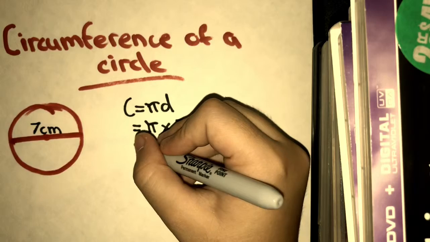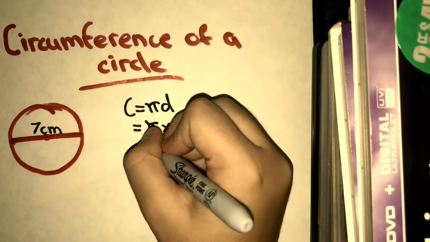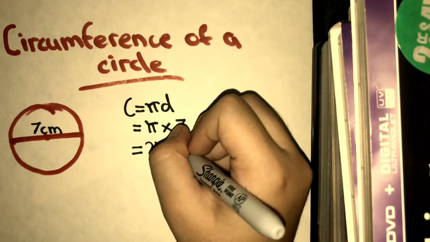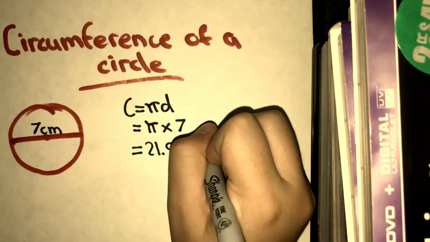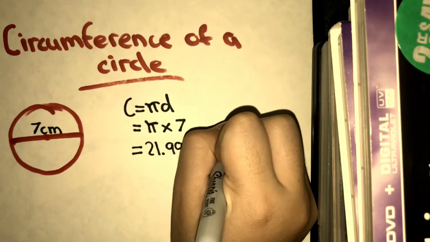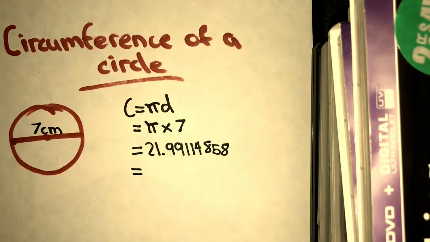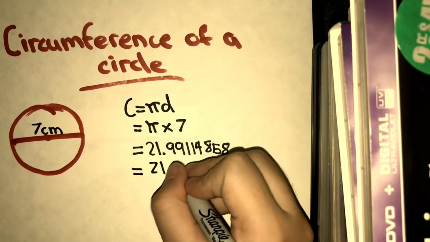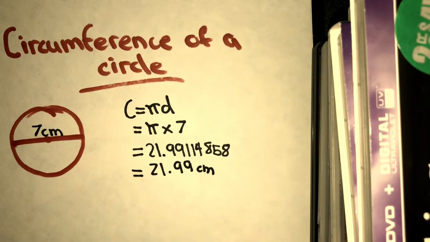After you calculate that together, you end up with 21.9911488. Once rounding that to the second decimal place, you end up with 21.99 centimeters, because you only round up when it's 5 or up.